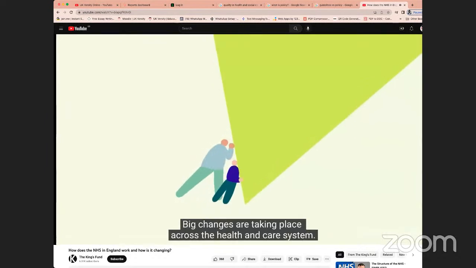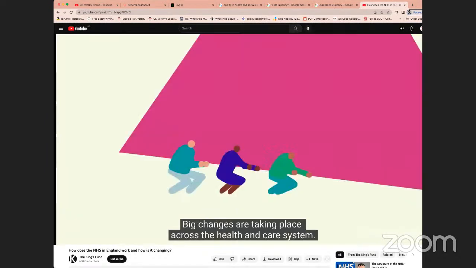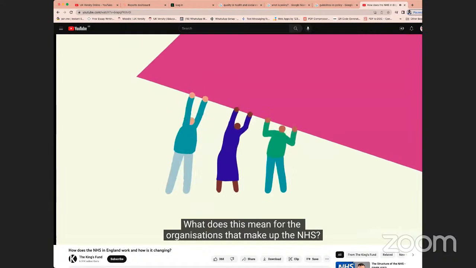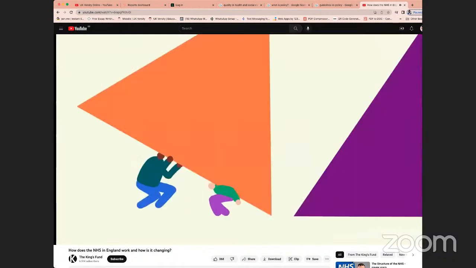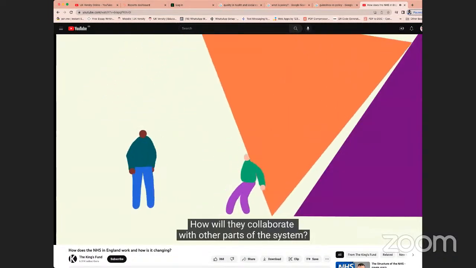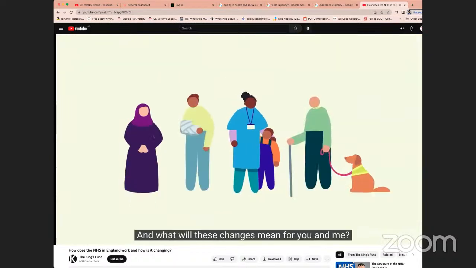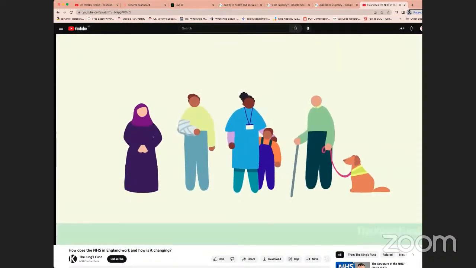Big changes are taking place across the health and care system. What does this mean for the organisations that make up the NHS? How will they collaborate with other parts of the system? And what will these changes mean for you and me?